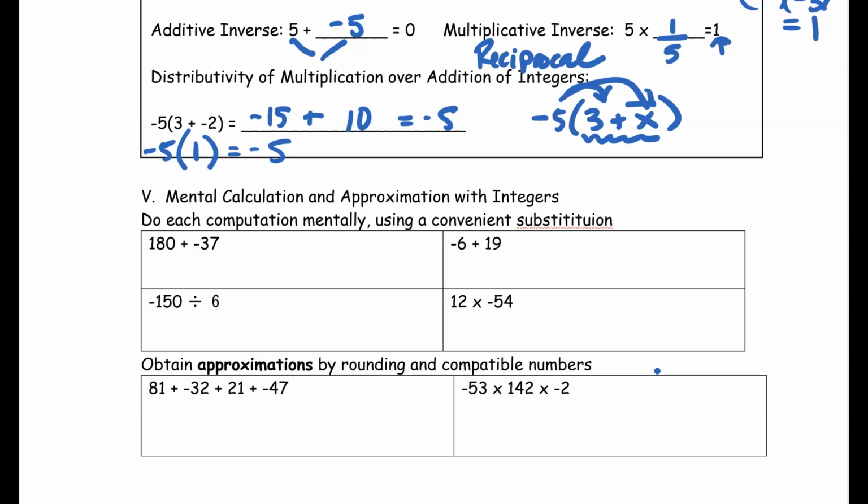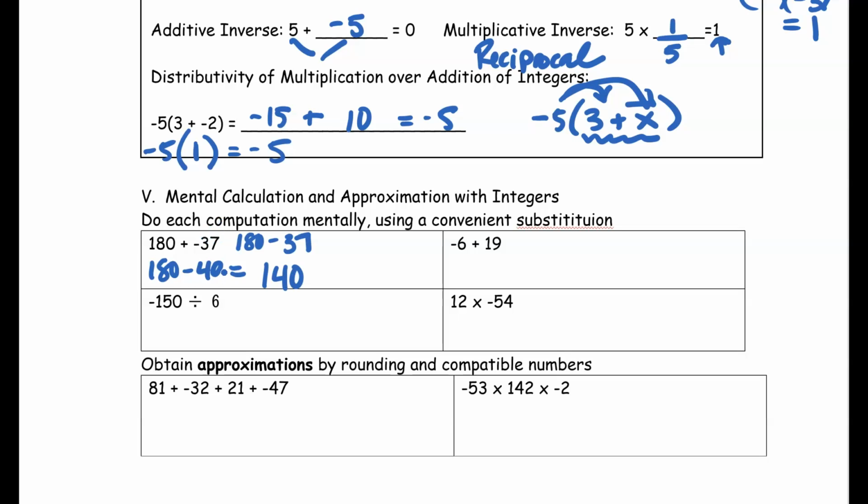So for example, 180 plus a negative 37. If I had to do this in my head, the quicker way for me to do this, rather than think, okay, 180 minus 37, is I would probably just do 180 minus 40. That's faster. And keep in mind, 180 minus 37 is the same thing as plus a negative 37. So what I would probably do is just subtract 40, because that's easier math. So 140. And then I would alter my answer.